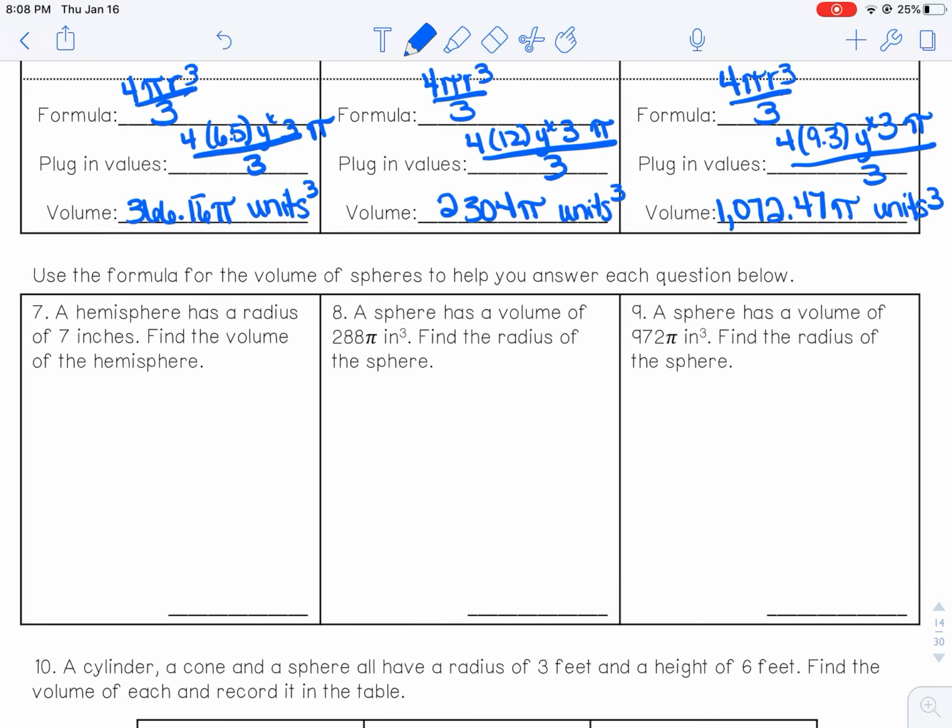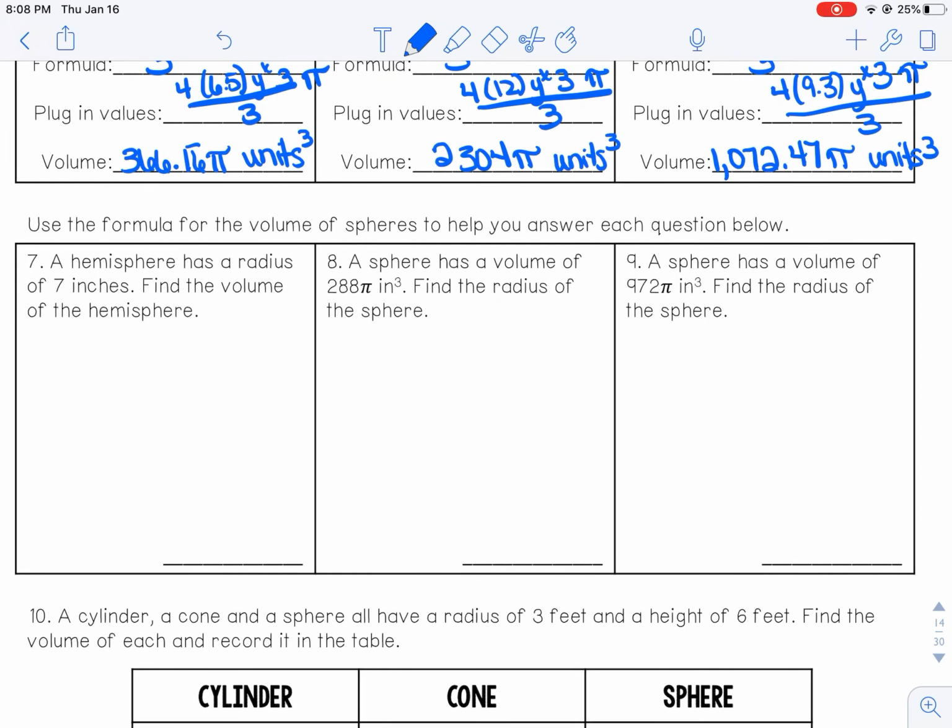All right. Let's take a look at number 7. Number 7, it says, let's use the formula of the volume of the spheres to help you answer each question below. Number 7, here's a vocab word we had at the beginning of the lesson. A hemisphere has a radius of 7 inches. Find the volume of the hemisphere.